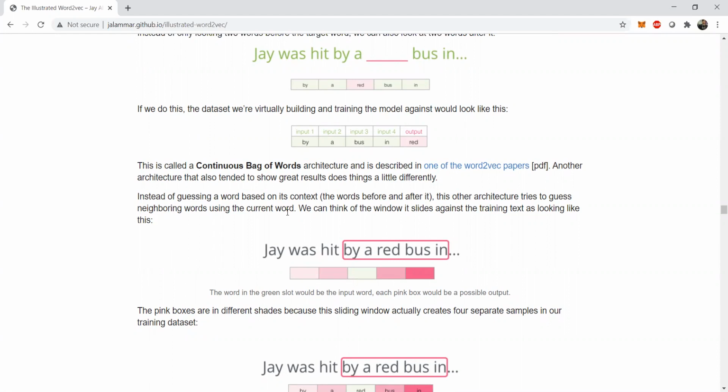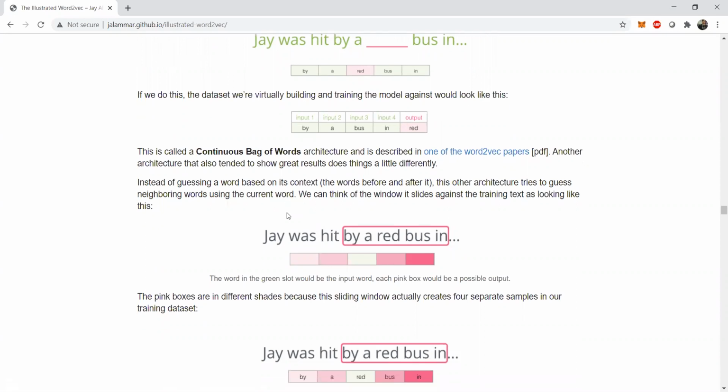Now, instead of guessing just the word from the context before it and after it, this architecture uses a very different concept, predicting a set of different words or phrases when we are given a particular phrase or a particular word. If we take this example, "Jay was hit", and we leave a blank after that, then "by a red bus", this particular phrase will get the highest probability value.